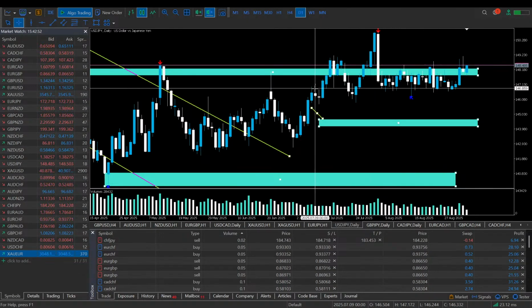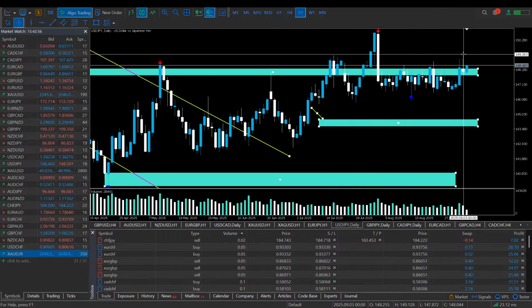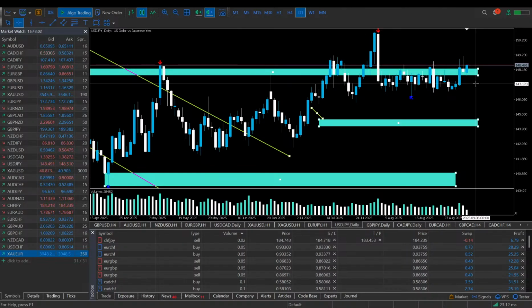But are we having a higher high? Yes, we're having a higher high and higher low. But we haven't got any higher high yet. So we're about to find out if that is what is about to happen now.